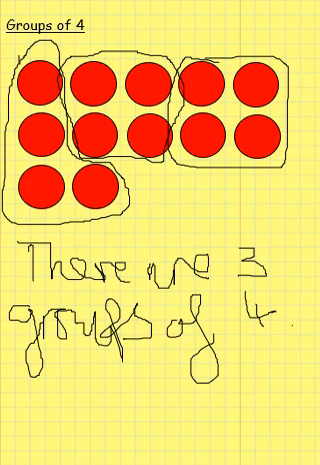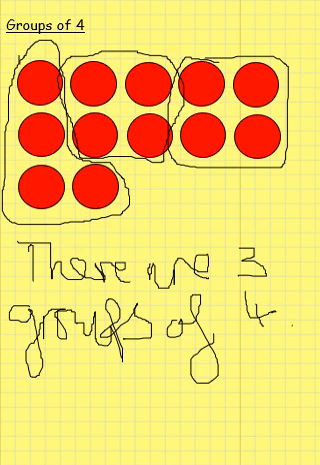We wanted 4 in each group, so I've made sure that each group I was drawing had 4 in. And what that shows me is in total, I had 3 groups. 3 groups of 4. My stem sentence tells me that: there are 3 groups of 4. I've still got my 12 in total, but the question would have been to find out how many equal groups you had.